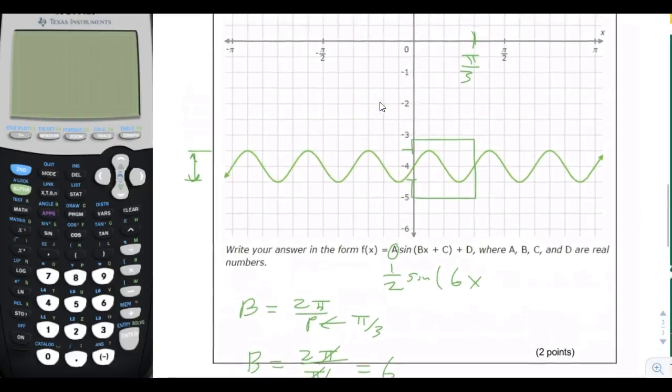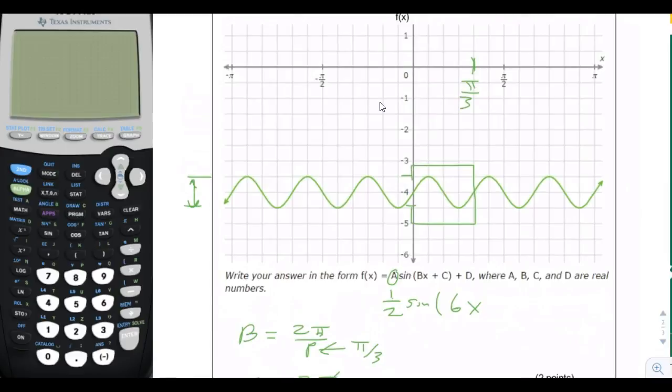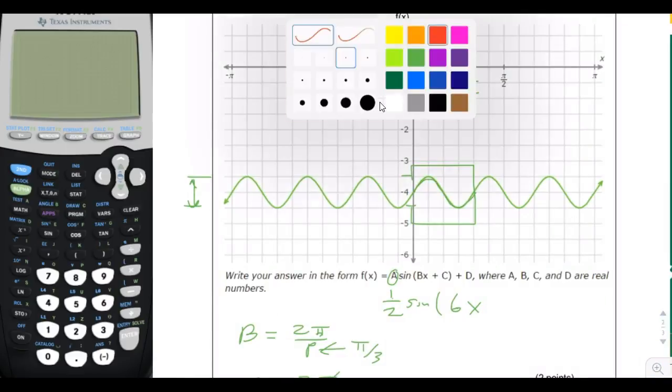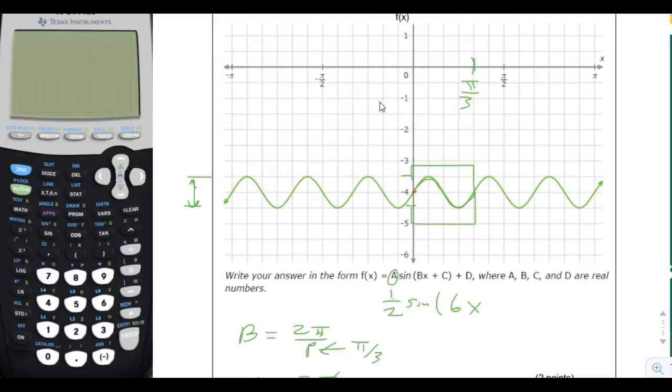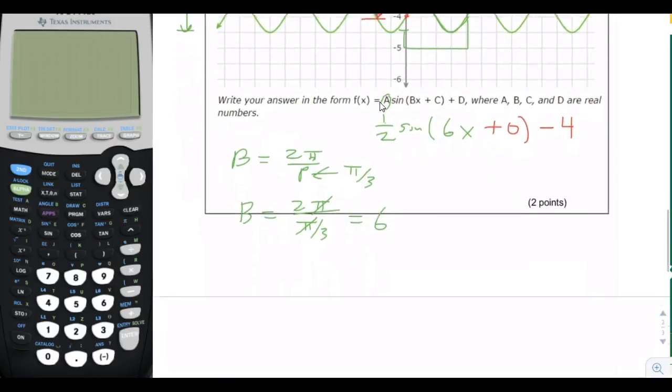The C value we determine by phase shift. In this case, we're working with sine, and this sine is not phase shifted, right? Because you can see that sine starts at the 0 point and goes up, it's not phase shifted. It's exactly where it should be. So the C value is 0. And then the D value tells you how far it's moved down or up. In this case, the center of the sine function has been moved down from 0 to -4. So the D value is going to be -4. And so that's our answer. And that's it.